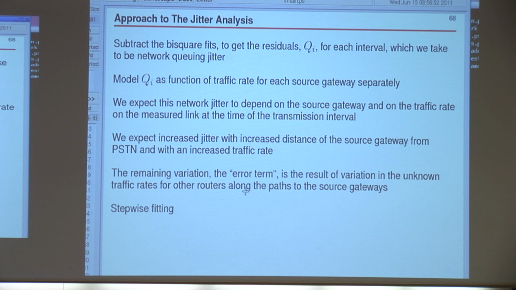So the variation in the data is the gateway induced jitter, the queuing jitter, and then noise. Noise coming from the fact that we can't capture the queuing jitter terribly accurately. The best we can do is get it from the source gateway being a variable and the traffic rate on the link being a variable that's predictive. But there's a lot of other noise in this, which is the changing traffic rates on other hops along the route. And we'll do a stepwise fitting.